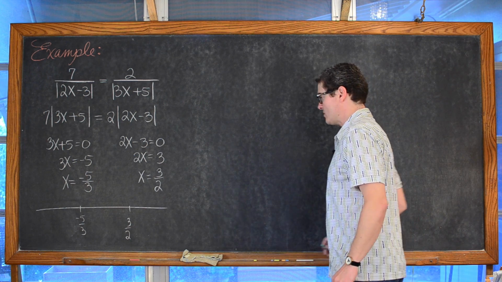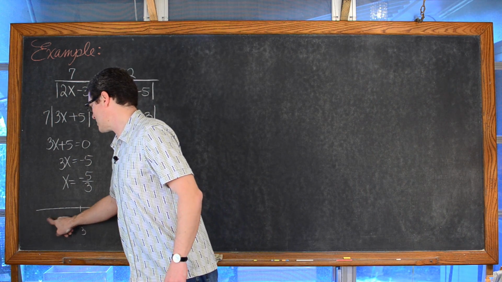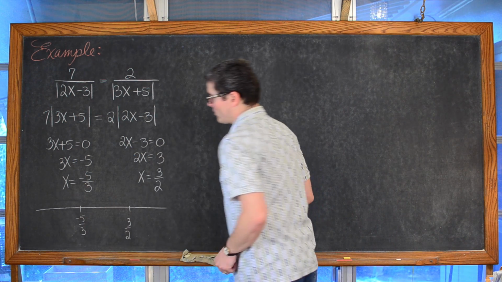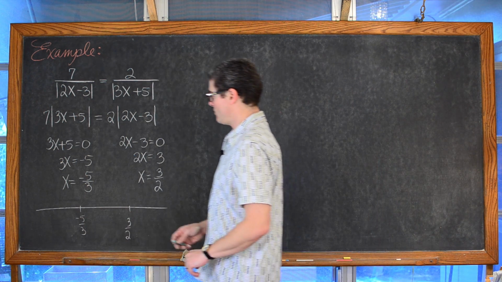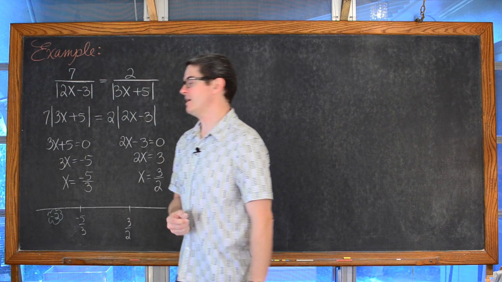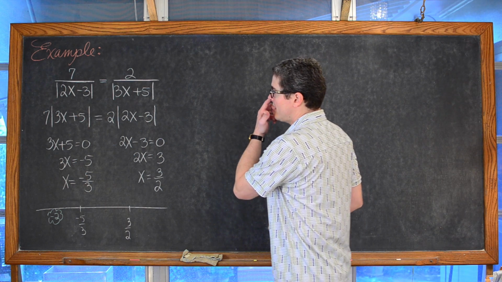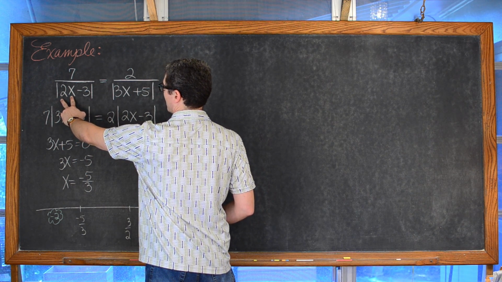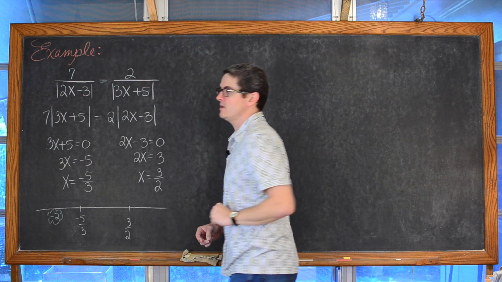So I guess maybe we could do this in color coding. Let's work with this first interval. Now again, that's approximately -1.6 repeating. So let's think about what if we were looking at an x value of -2. Well, an x value of -2, 2 times -2 is -4. -4 minus 3 is -7.